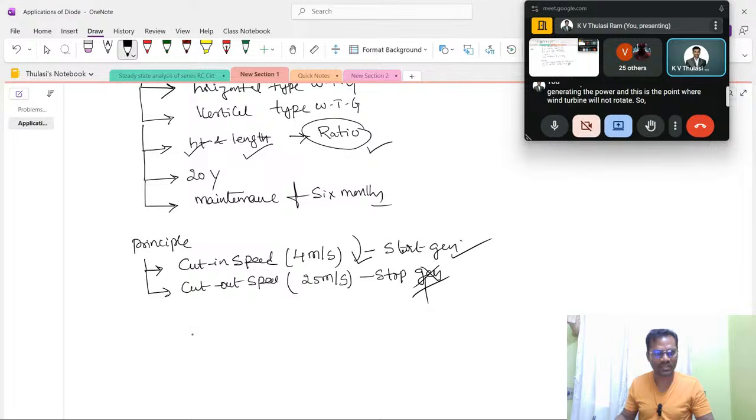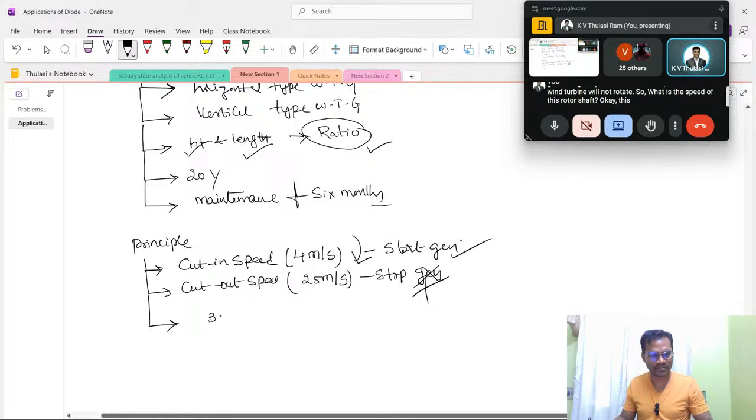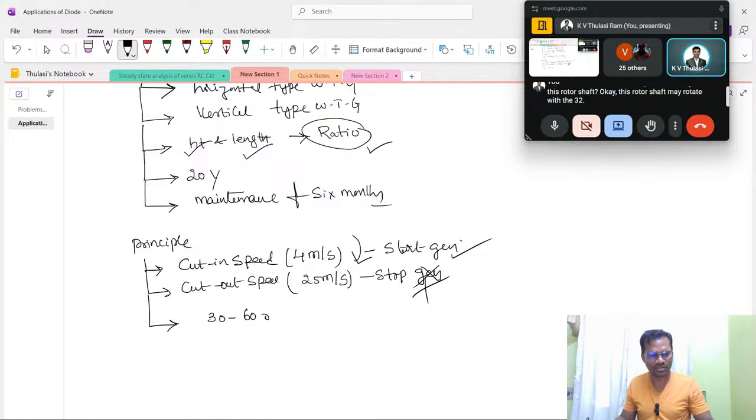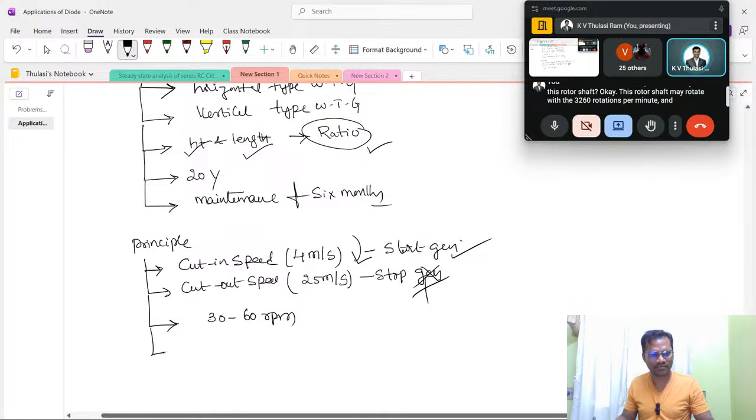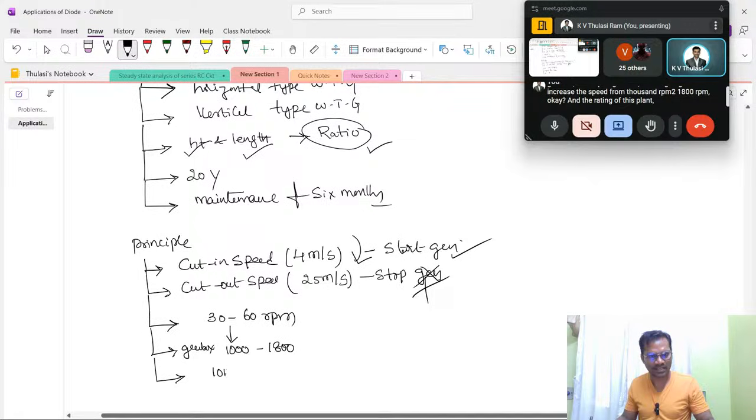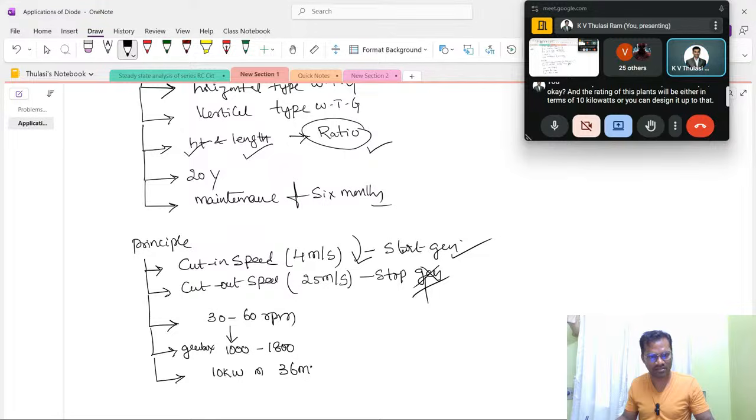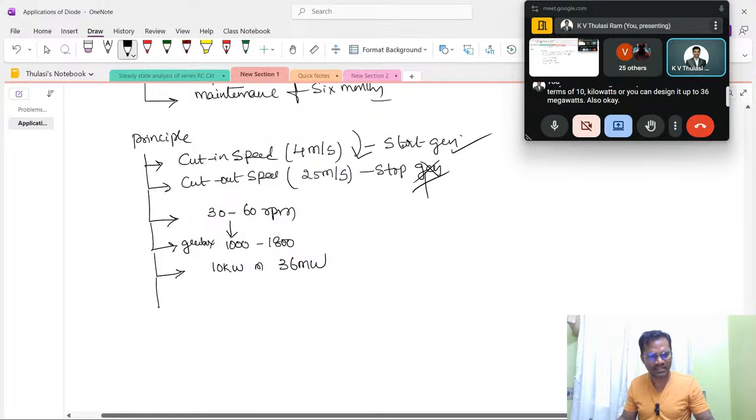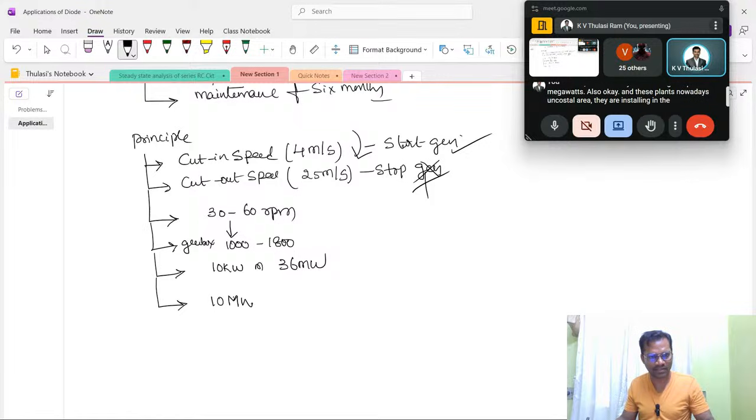What is the speed of this rotor shaft? The rotor shaft may rotate at 30 to 60 rotations per minute, and with the help of the gearbox, which I already showed you, we increase the speed from 1000 rpm to 1800 rpm. The rating of these plants will be in terms of 10 kilowatts, or you can design them up to 36 megawatts also. Nowadays on the coastal area they are installing plants with a rating of 10 megawatts.